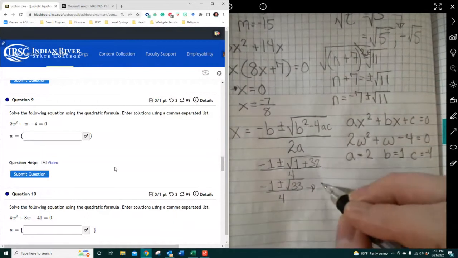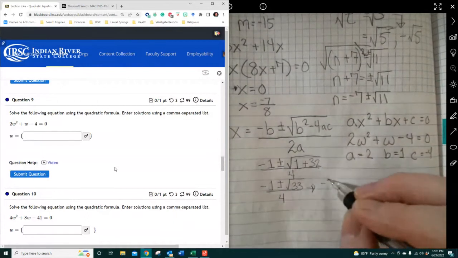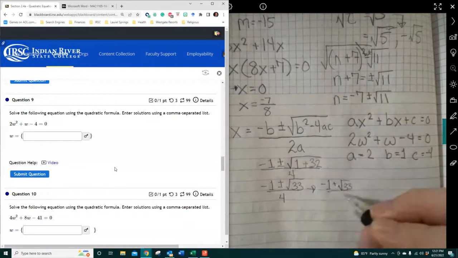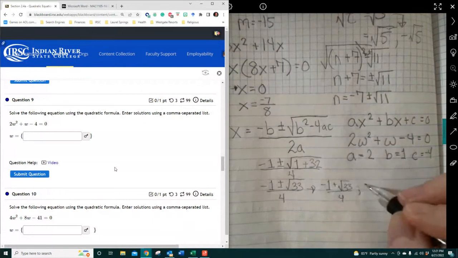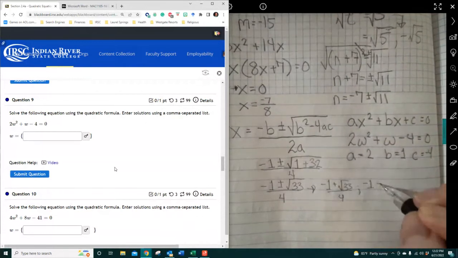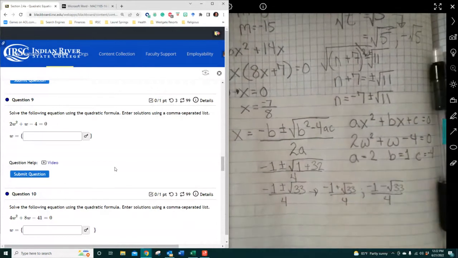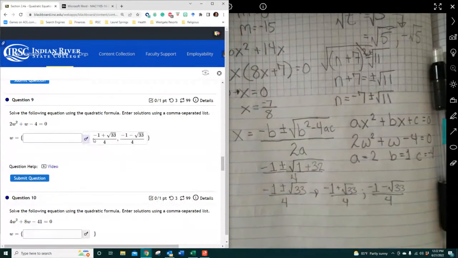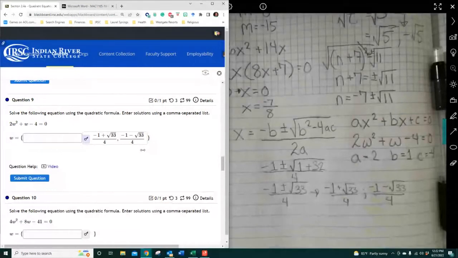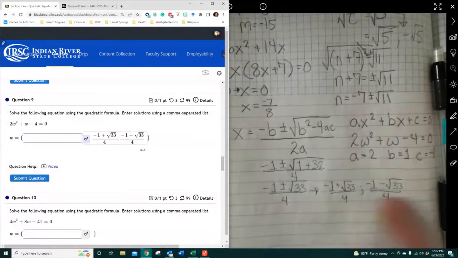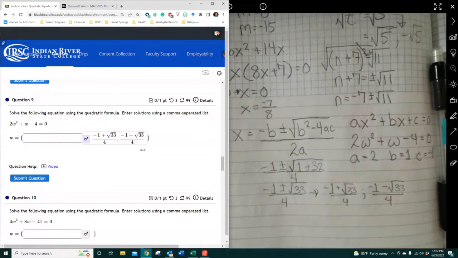Now, we can write it in 2 different ways. We can write it as negative 1 plus square root of 33 over 4, as well as, comma, negative 1 minus square root of 33 over 4. But for the most part, we have the answer. I like the plus or minus sign myself, but we have to adhere to the fact that this doesn't like the plus or minus sign. All right, so that is the quadratic formula.